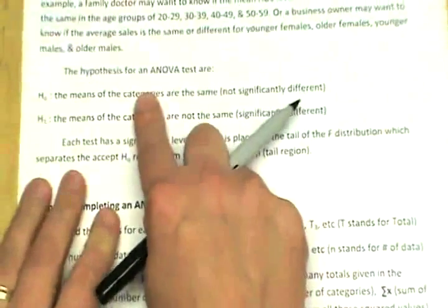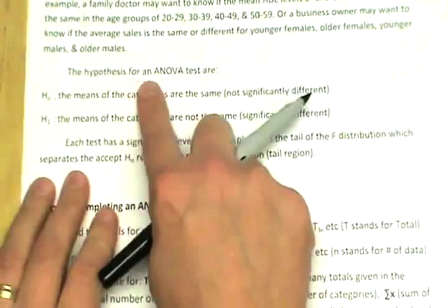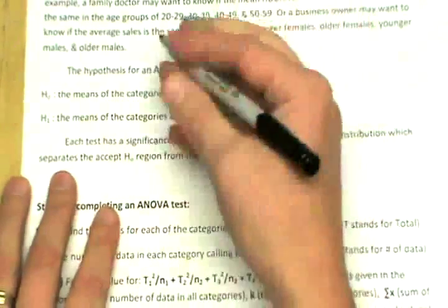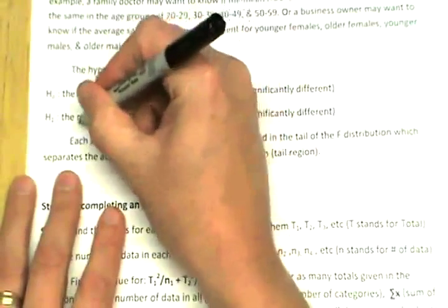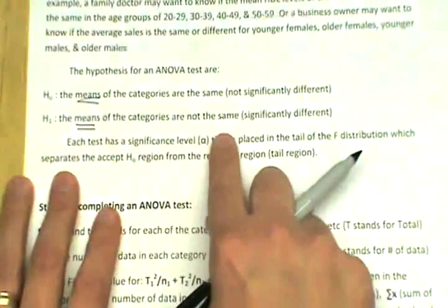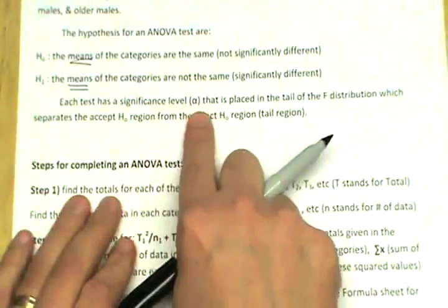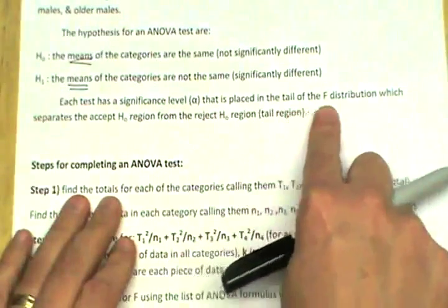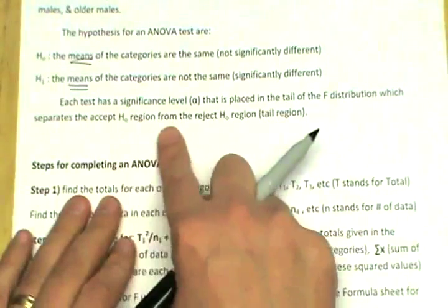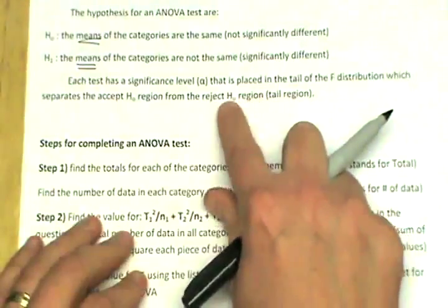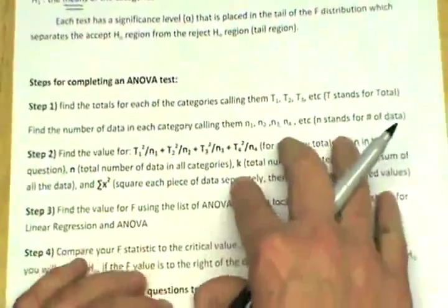That sets up the null and alternate hypothesis. H0: the means of the categories are the same, the key word there being the means, or the means of the categories are not the same. Each test has a significance level alpha, which again is placed in the tail, and which separates the accept H0 from the reject H0 region. And the tail region is always reject, just like it has been all semester long.